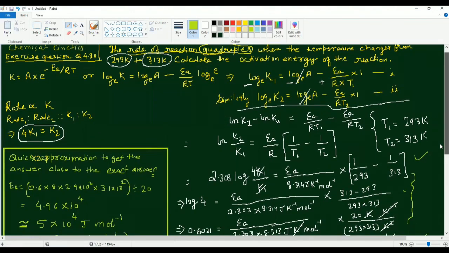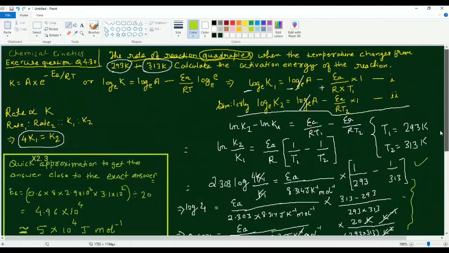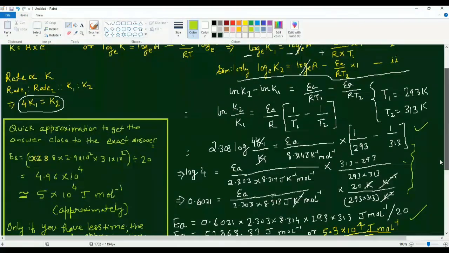So practice makes a man perfect. Do practice these numericals so that you are able to relate the given values with the working formula, and you can do the calculations quickly.